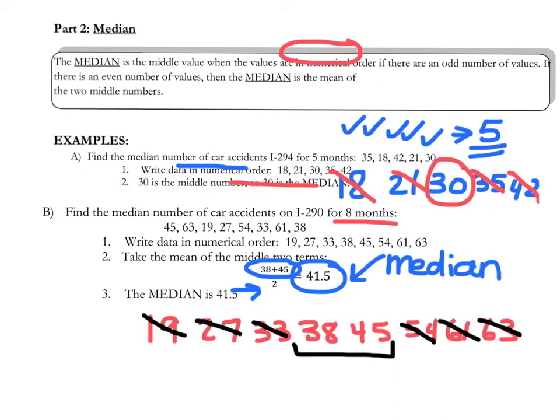Okay, this only happens if you have an even amount of numbers. So if, like up here we had only 5 numbers, so we didn't have to do that. Let's move on and quickly talk about mode.